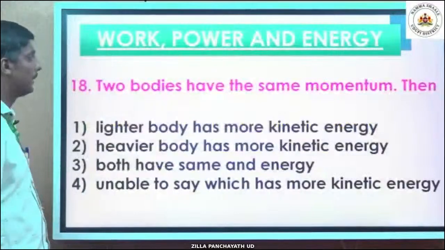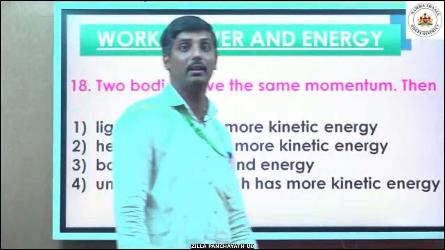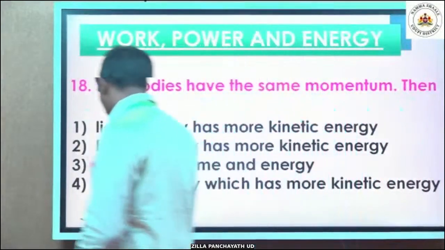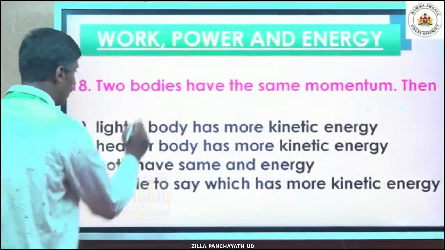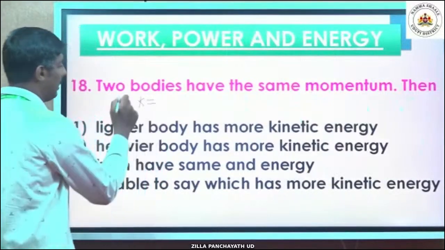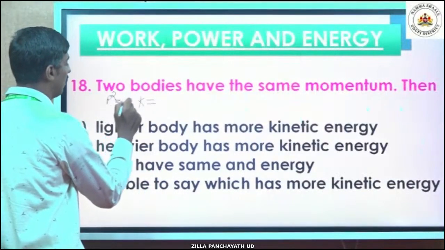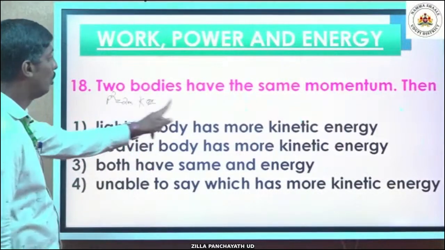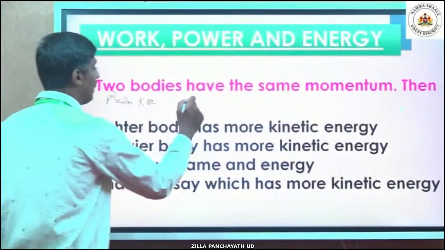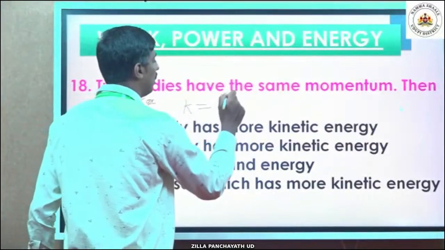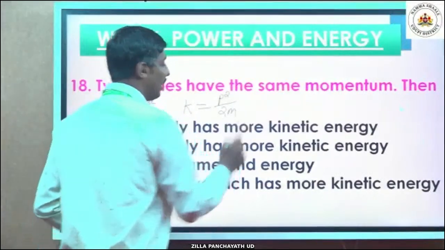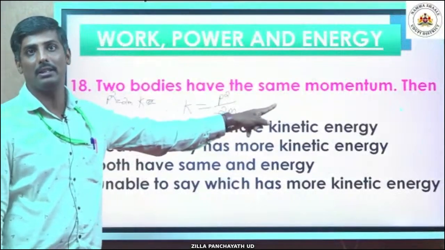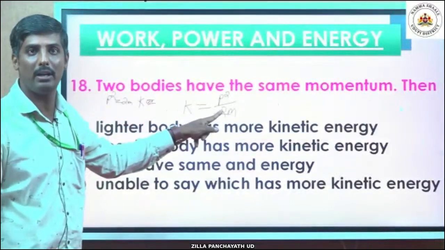Okay, the next will be: two bodies have the same momentum, then again the same problem. You remember, right? What is the equation I wrote? Clear? So sorry, p square is equal to 2mk. Okay, so two bodies have the same momentum. So kinetic energy is equal to p square divided by 2m. I taught you to write equations like that, right? See, it says two bodies have the same momentum, that is, kinetic energy is equal to p square by 2m, right?